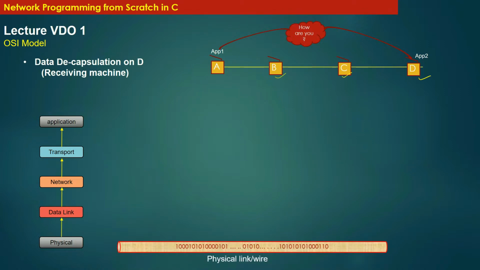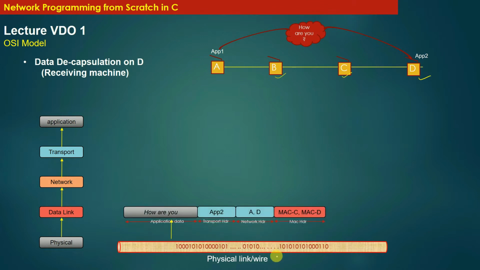So machine D picks up the data from the wire. That is, it is the data link layer which picks up the data from the wire or physical link. So you can see that the data is read as it is. The MAC header contains the MAC address of machine C and the MAC address of machine D.